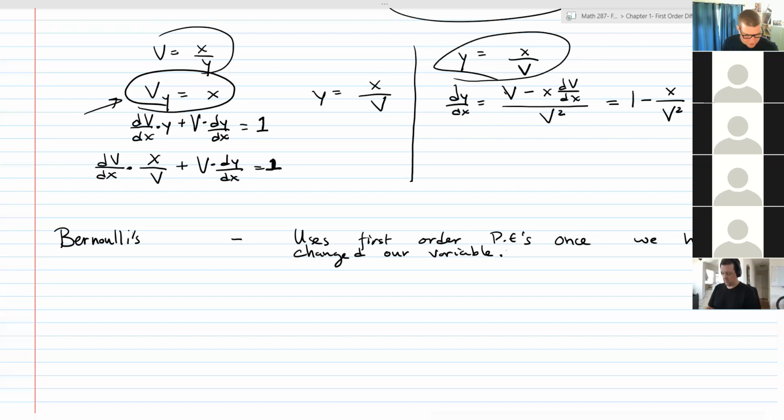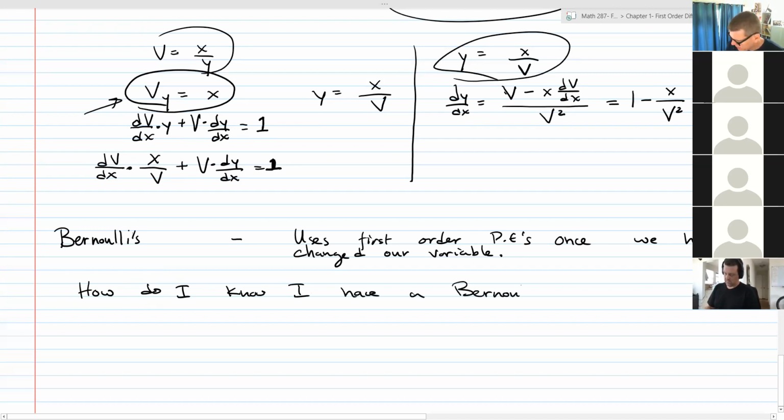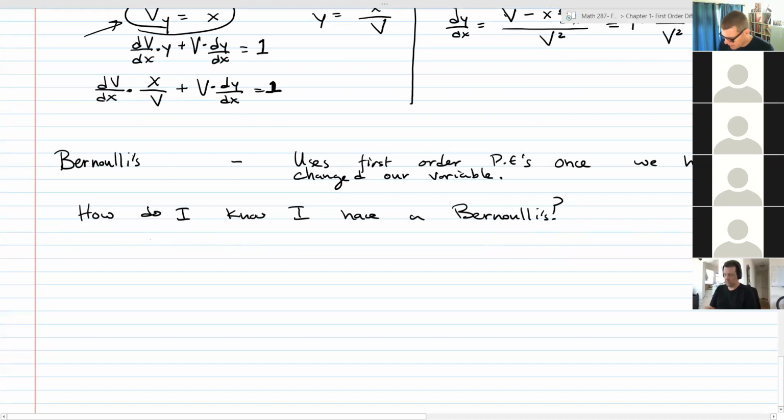All right, so let's say, for example, I'm going to show you how we know I have a Bernoulli's. So we'll start out with that. Probably a little demonstration is the easiest way to do this. What we're going to get is basically a first order differential equation where the right-hand side is multiplied by some power of y. So it's first order, right? We basically have a first order DE.